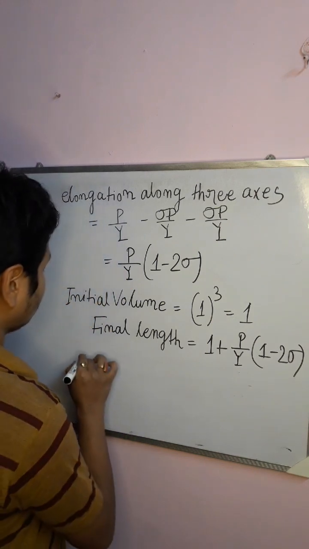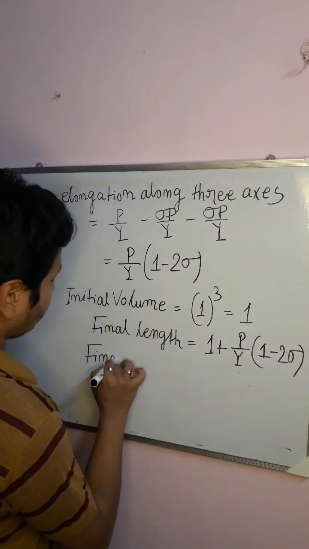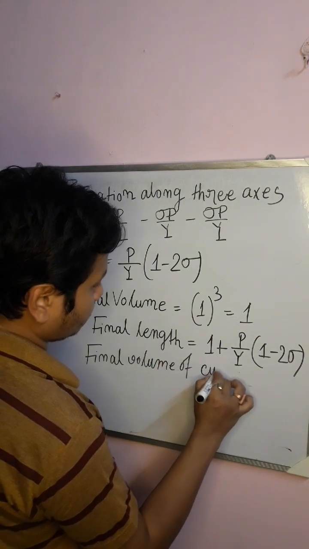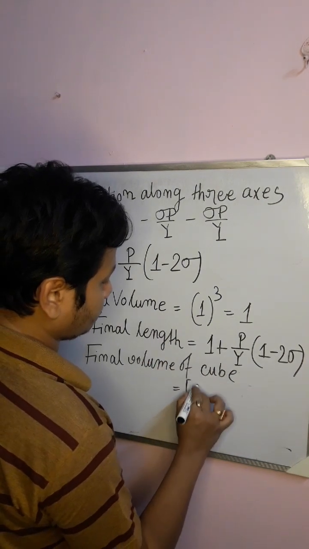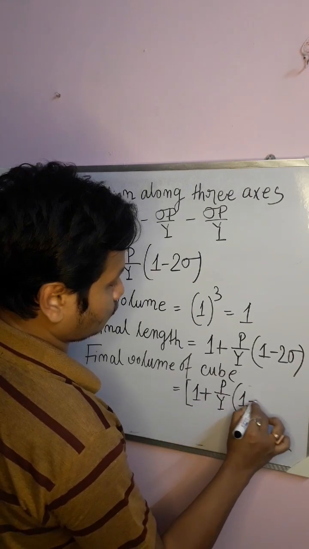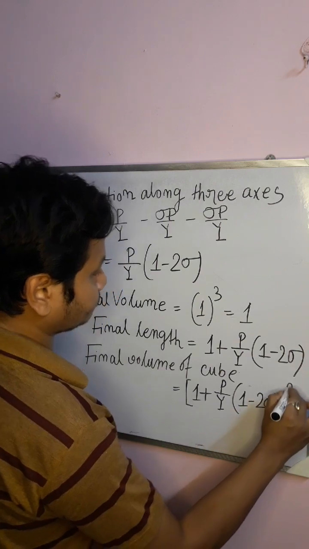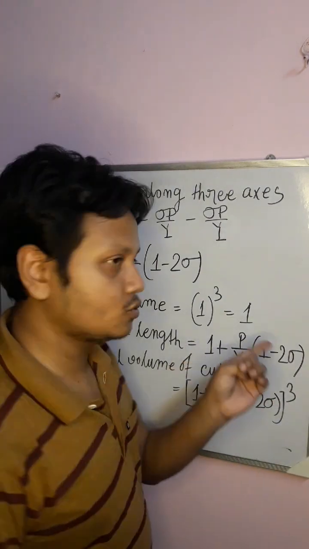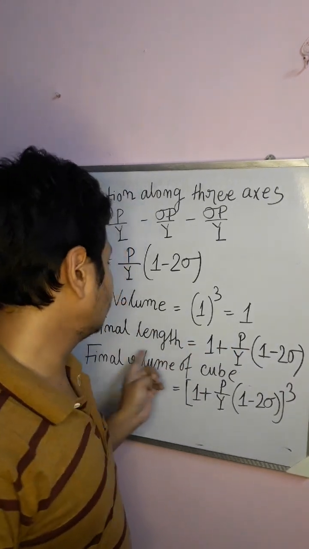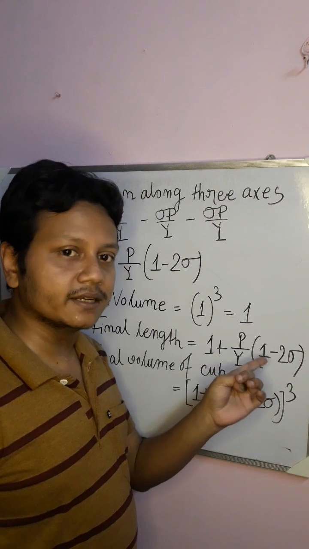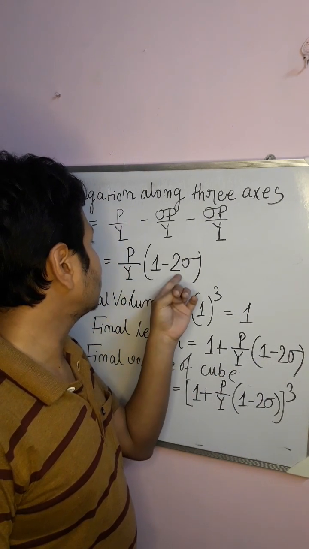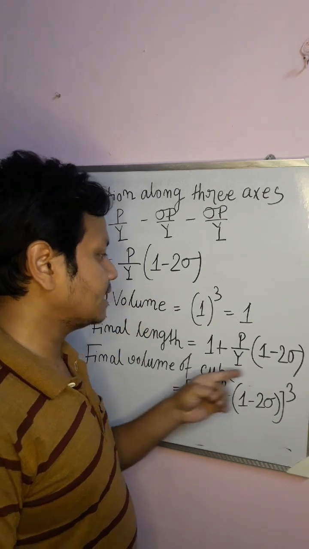So what would be the final volume of the cube? The final volume of the cube is simply this cubed, 1 plus p by y into 1 minus 2 sigma, all cubed. The initial volume is 1 because we imagine the sides to be of unit length. So what would be the final length? Initial plus increment, and how much elongation takes place? That is p by y into this. So this is the final length of the cube.